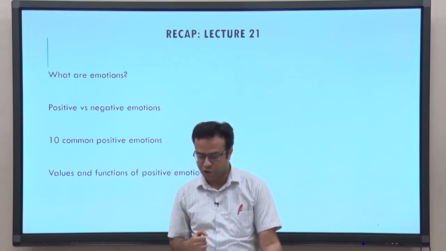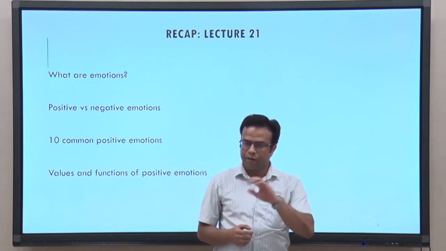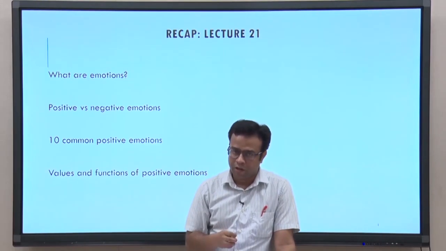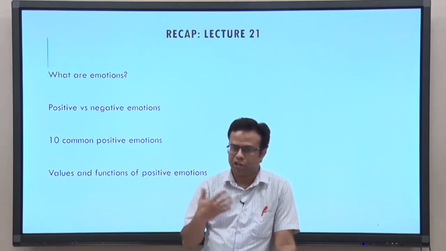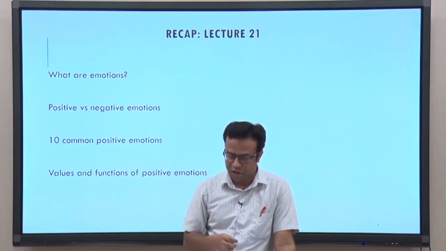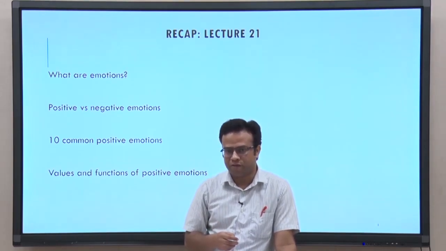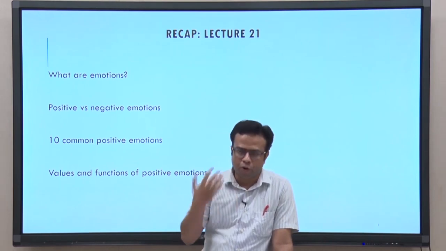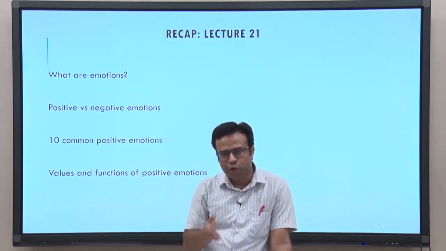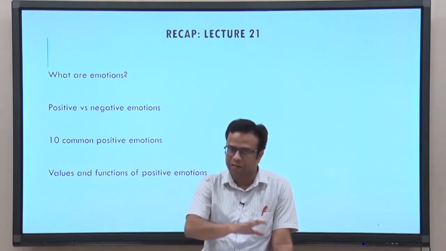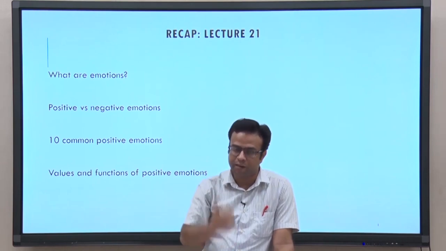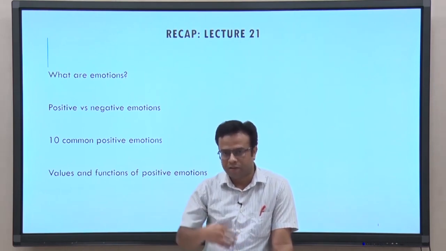We discussed all these emotions very briefly, and then we discussed the functions and values of positive emotion, particularly by discussing one theory proposed by Barbara Fredrickson. The theory is called the Broaden and Build Theory of Positive Emotions. In that theory, Professor Fredrickson proposed that positive emotion does various important functions: positive emotions broaden our thoughts and action. Positive emotion undoes negative emotion. The effect of negative emotion is cancelled by positive emotions, so all the negative effects of negative emotions in our mind and body can be undone by stimulating positive emotions.